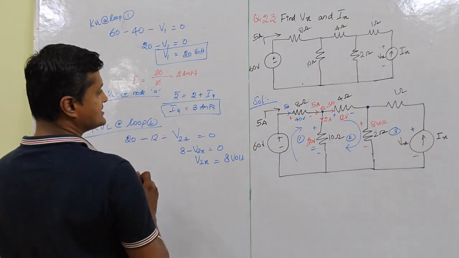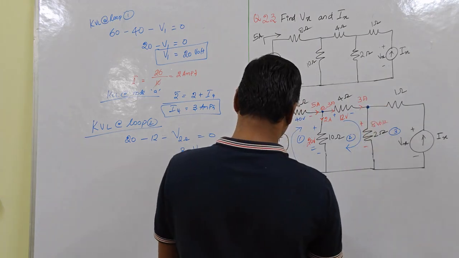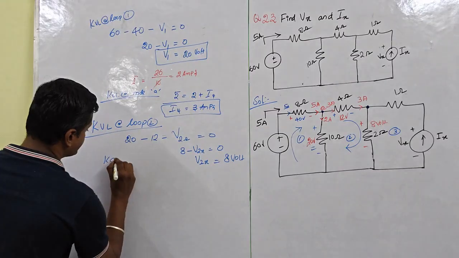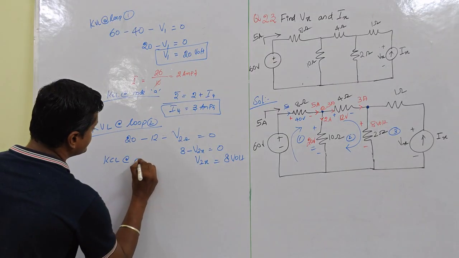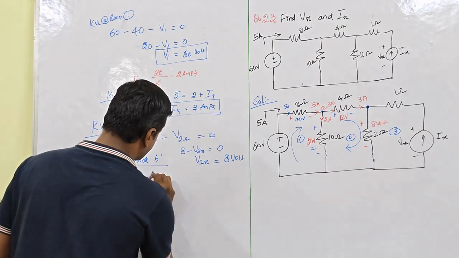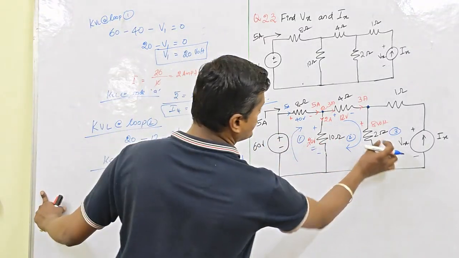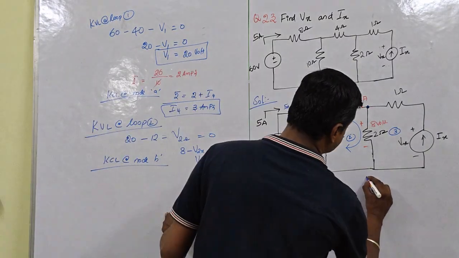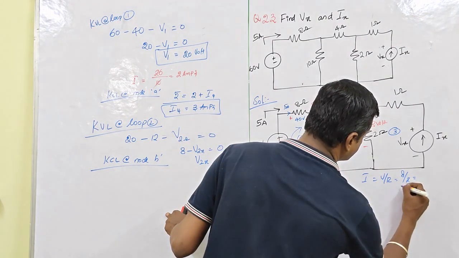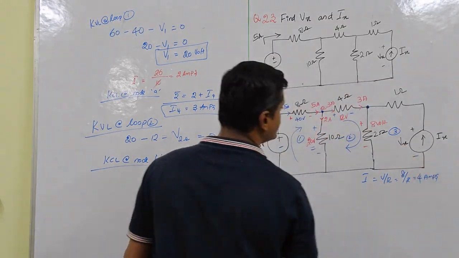So next, KCL at node B. Now I have to find the current. Kirchhoff's current law, we apply at node B. The 3 amps is the incoming current. Before that, I have to find the value of the current flowing through this. This current I is equal to V by R, that is 8 divided by 2, 4 amps. That will be 4 amps.